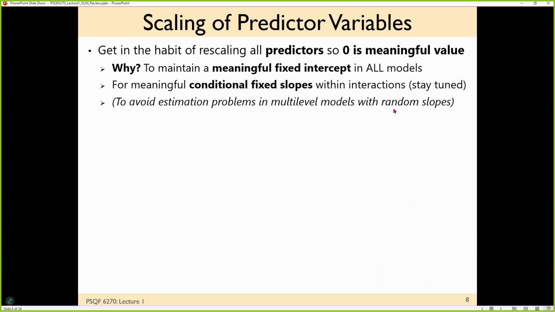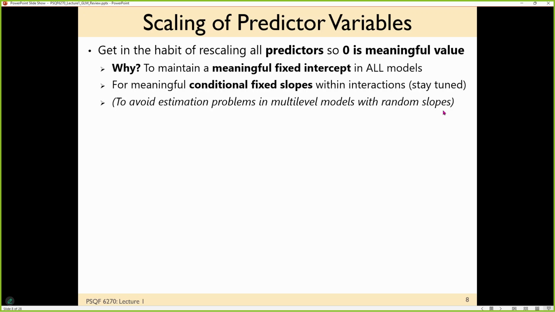Scaling: we're going to center predictors the whole semester so that 0 is meaningful. Four reasons as already discussed: to maintain a fixed intercept that means something, and conditional fixed slopes within interaction terms. That's the other part of it. And I have this as an aside. In more advanced models, forgetting to center can break it. I have seen models not converge because someone centered or forgot to center and 0 was so far away from the data that it couldn't figure out one of the variances.